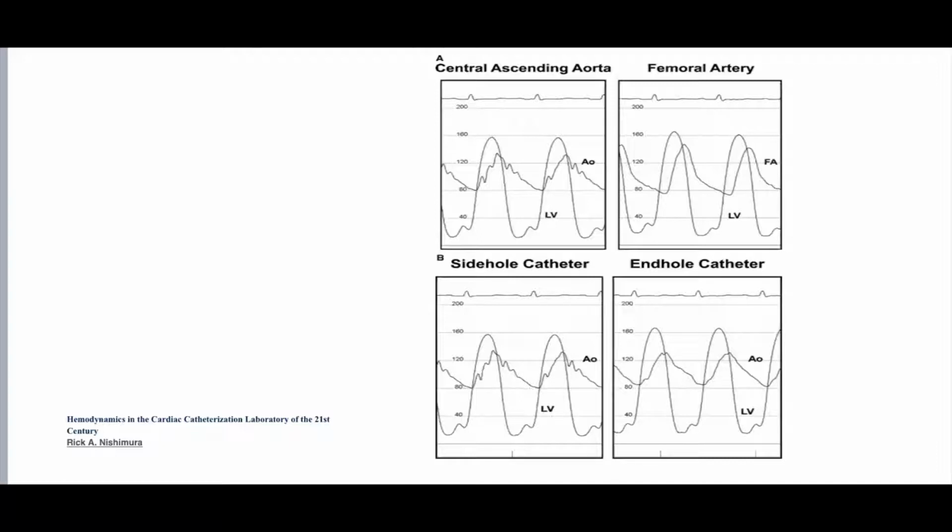If you have higher systolic blood pressure, when you compare the peak to peak, you will see that femoral versus central aortic will be different. And that will be underestimation if you are using femoral artery catheter. It will be underestimation. Okay? So you always have to use a central aortic catheter.